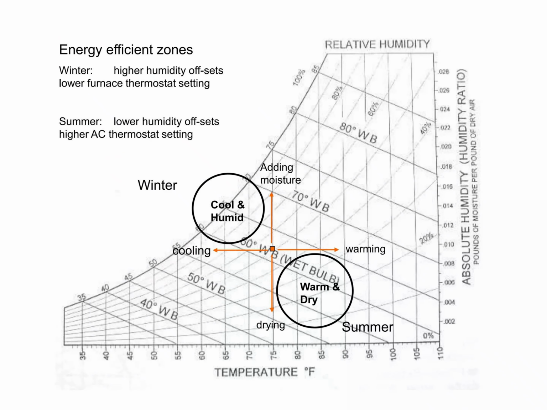We'll discuss this later. Now you can easily understand, if we go from left to right, it means warming or increasing the temperature. If we go from right to left, that means decreasing the temperature. If we go upward, that means our relative humidity is increasing, that is humidification. And if we go downward, it means drying or dehumidification. So, energy efficient zone: in winter, high humidity offsets a lower furnace thermostat setting. In summer, lower humidity offsets a higher AC thermostat setting.